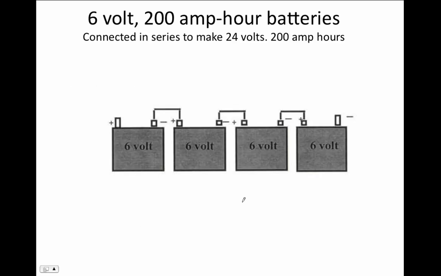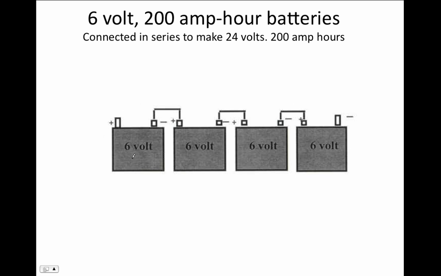So let's say that here's an example of 6 volt 200 amp hour batteries connected in series to make a 24 volt 200 amp hour battery bank. Now again, in series the voltages add, but I didn't say this earlier: the amps flowing through one battery are the same as the amps in all the batteries. So we've added the voltages by hooking them up in series, but the amp hours of each battery is the amp hour of the total bank. So this is a 200 amp hour 24 volt battery.